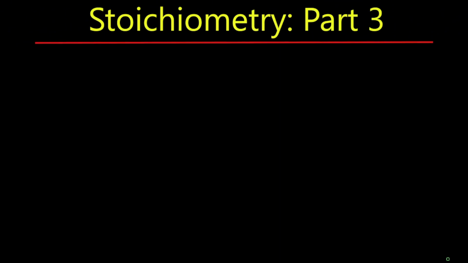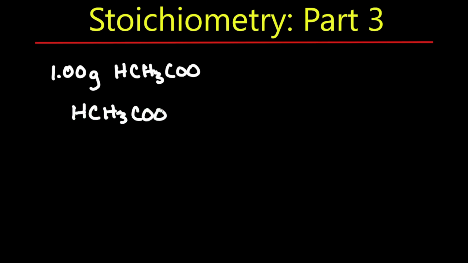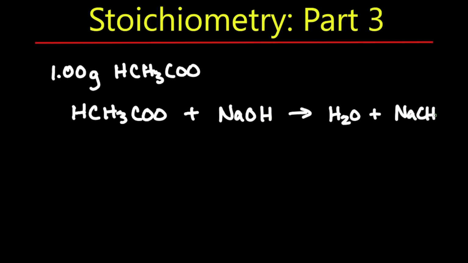Let's try another question. 1.00 grams of acetic acid, which is HCH3COO, was neutralized with sodium hydroxide, given the following equation. HCH3COO plus NaOH yields water plus NaCH3COO. First of all, you must balance the equation. The equation is technically already balanced because if you look at it, every element appears once. That's good. That means we don't have to do extra work.